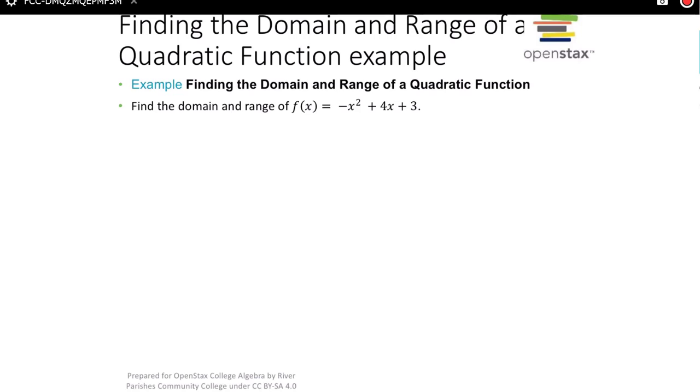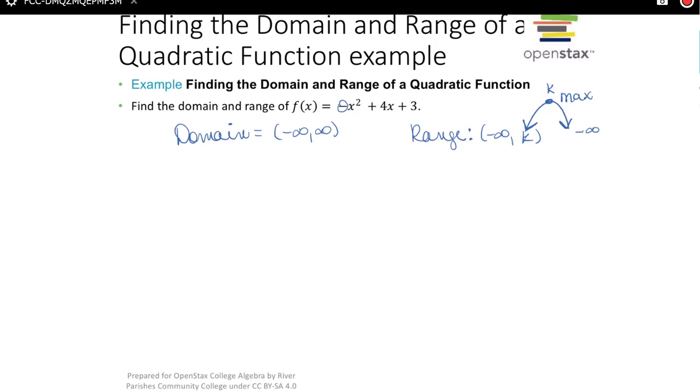So here we're going to find the domain and range of negative x squared plus 4x plus 3. We can see that this is a quadratic, so the domain is all real numbers, so negative infinity to positive infinity. But the range, sometimes I think it helps to draw it out. I'm not drawing an accurate sketch, but I'm drawing the shape. Because a is negative, it opens down, which means I have a maximum, which means my range is going to go from negative infinity up to k.